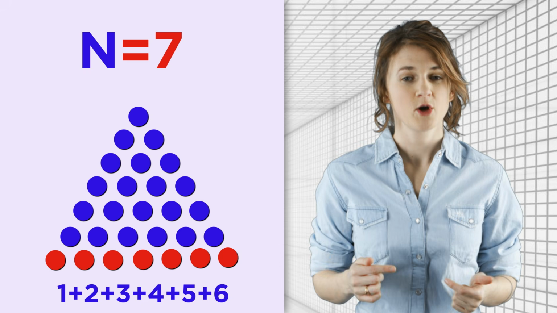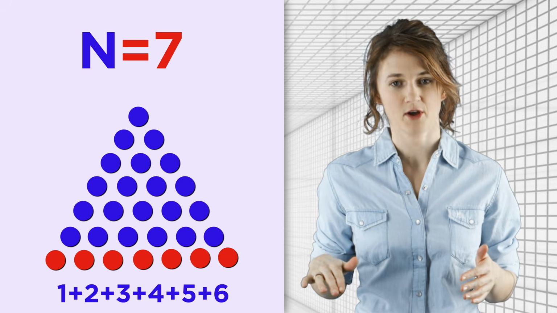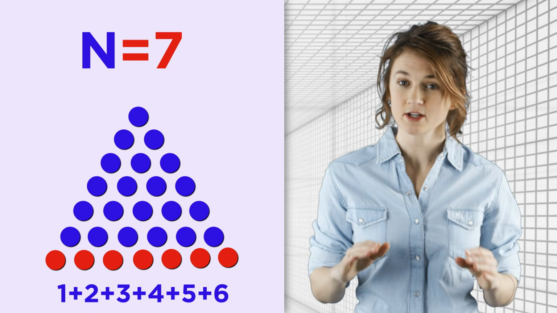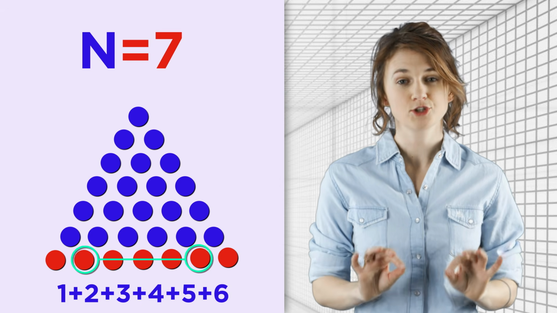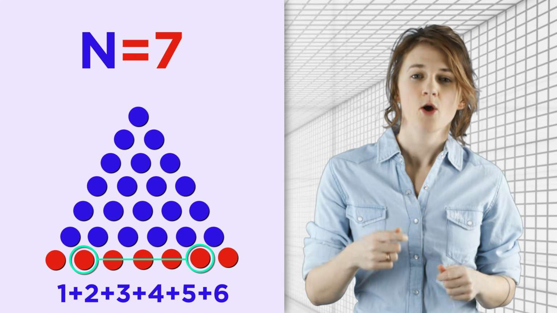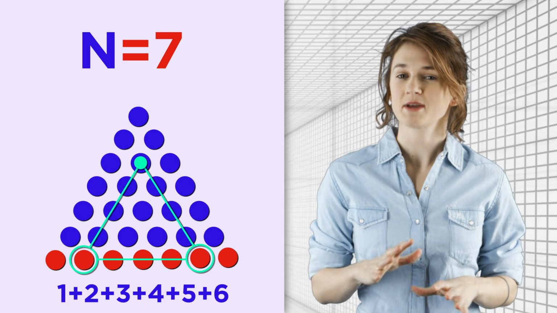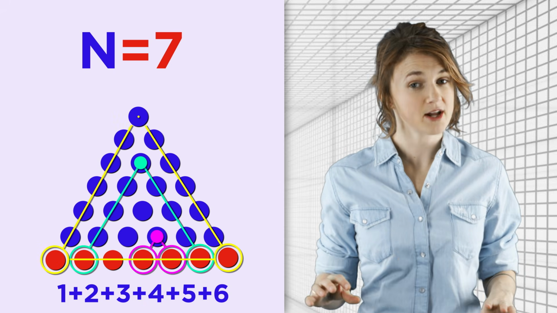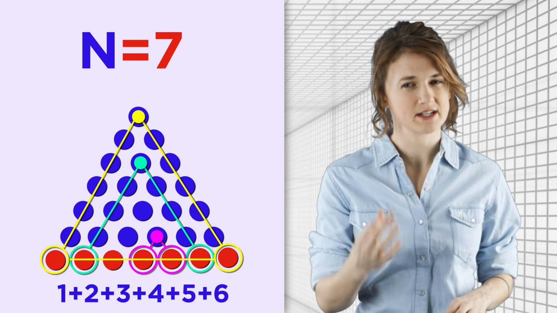Using this diagram, we can show that there is a bijection between pairs of points in the bottom row, which represents 7 choose 2, and the points in the blue pyramid, which represent the sum from 1 to 6. Any 2 points on the bottom row are paired up with the point in the pyramid where the diagonal lines extending from them meet. The fact that we can make a correspondence, aka a bijection, between the pairs of points on the bottom row and the dots in the top pyramid means they must be equal in number.